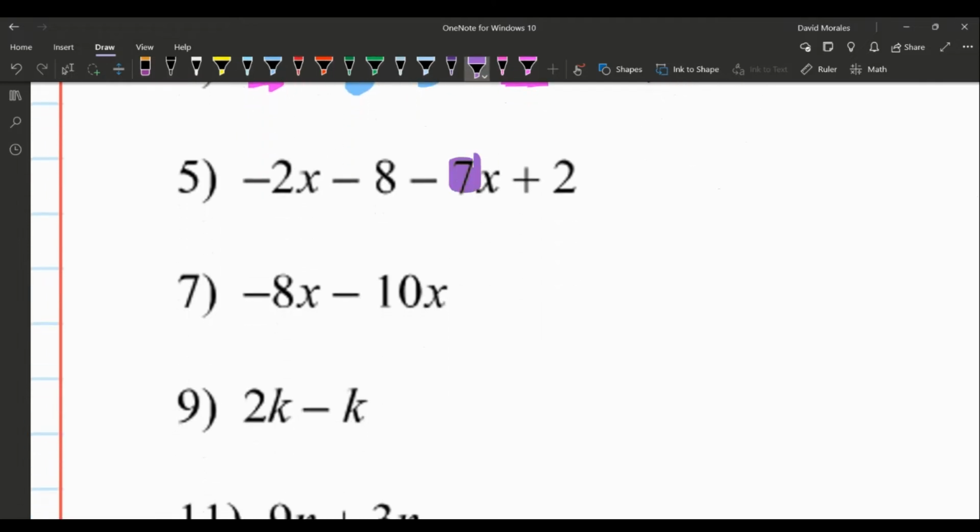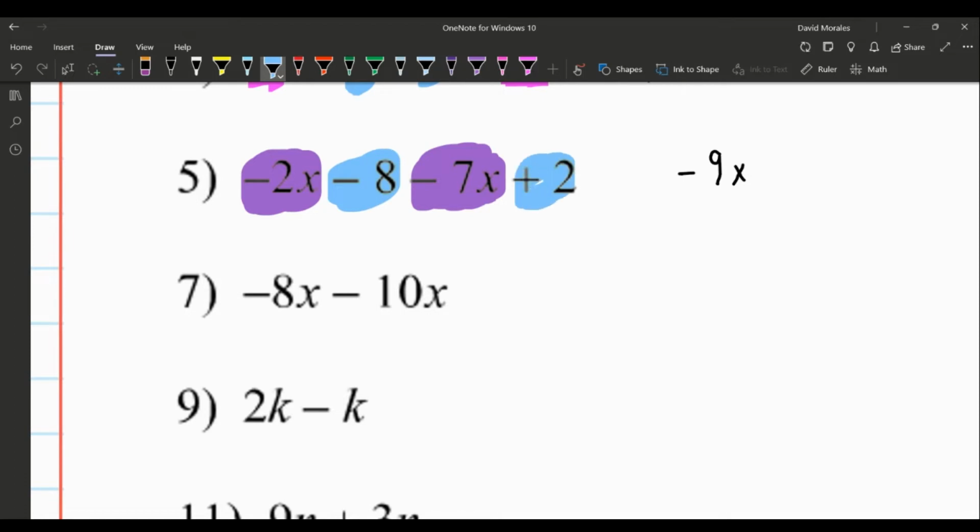Let's go to our next one. We have negative 7, and we have negative 2x. So negative 2x minus 7x. Negative 2x minus 7x is negative 9x. And then I have negative 8 plus 2. That is negative 6. Okay.